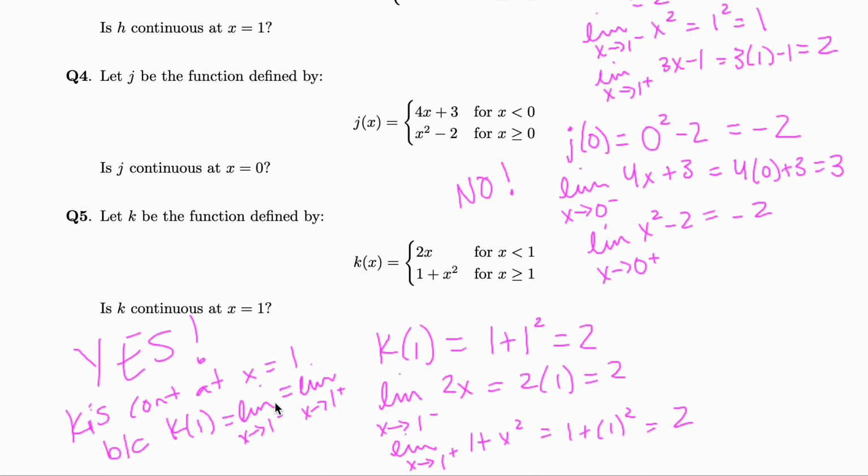I didn't write k of x here, I really should have. I was just being a little quick and kind of lazy with my notation, but really I should write the limit as x approaches 1 from the left of k of x, and same thing, obviously, as x approaches 1 from the right.